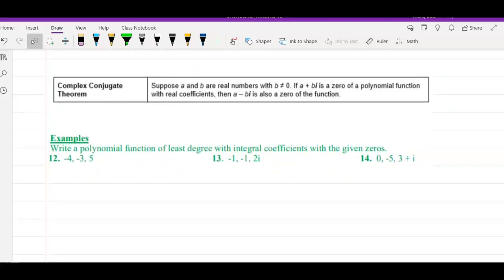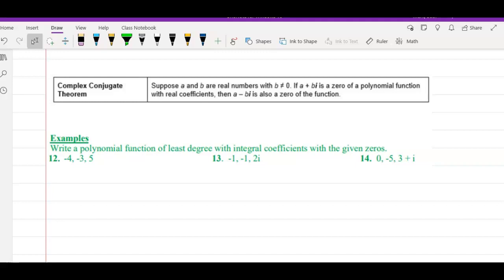last concept. Suppose a and b are real numbers with b not equal to 0. If a plus bi is a 0 of a polynomial function, then a minus bi is also a 0. What that means is kind of what I alluded to earlier, that the imaginary roots always come in pairs.